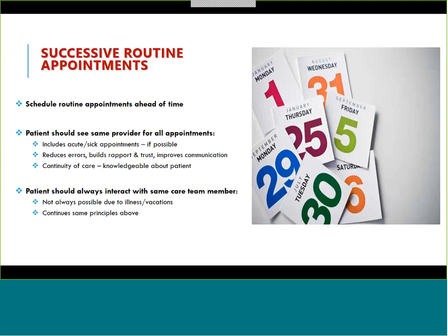Is this test really going to be ordered? Once you've built that trust, they know that, yeah, my care team member, Mary, is always going to follow through and take care of that for me. So the phone calls start to decrease, and they start to kind of let you coordinate their care the way you're supposed to.